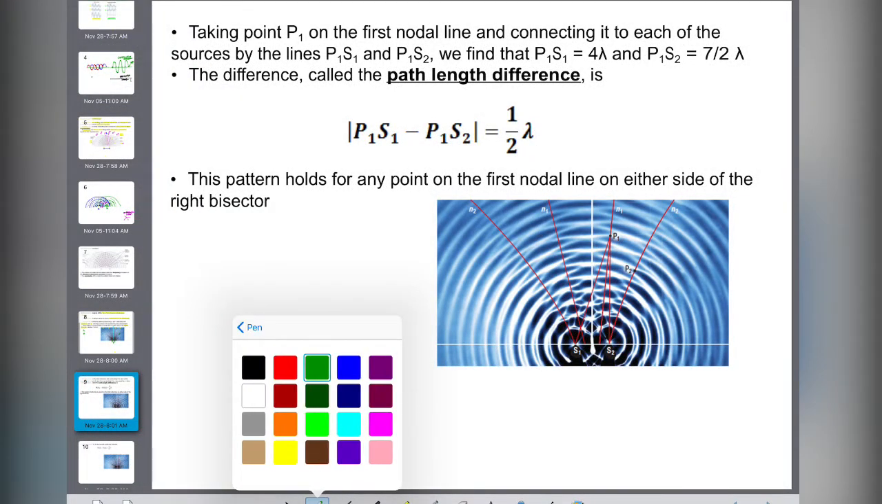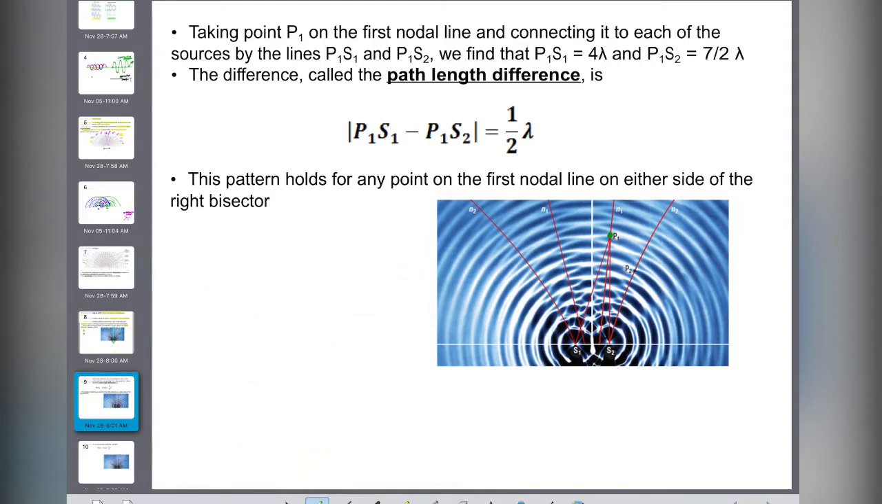So what they found is if you pick any point along N1, they picked this point and call it P1, and they take a ruler and join it to S1, drawing this line. That is P1S1, so this line right here is P1S1, the distance from point 1 to S1. The reason we use 1 is because it's on nodal line number 1.